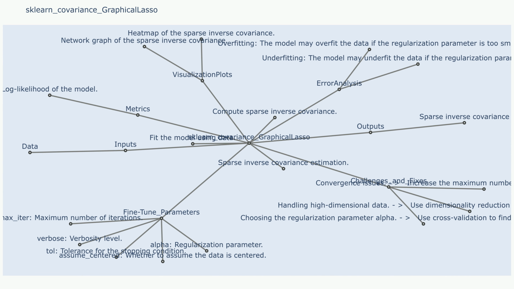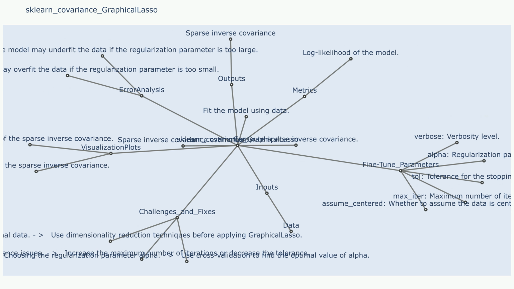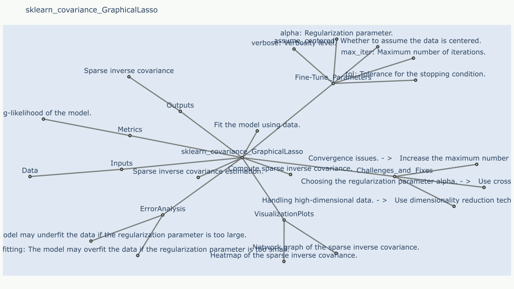Fine-tune parameters. Alpha controls the sparsity of the estimated inverse covariance matrix. Higher alpha means more sparsity. Maxiter: maximum number of iterations for the algorithm. Tol: tolerance for convergence. Uncertainty methods. Bootstrapping: drawing multiple samples with replacement from the original data and estimating the inverse covariance matrix for each sample. This helps assess the uncertainty in the estimated relationships.